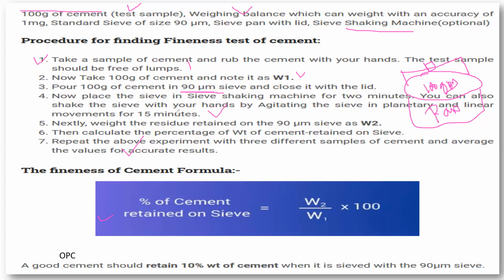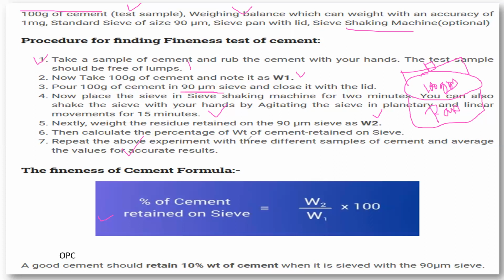Next, once that is done, you have to take it out, remove the lid, and see how much amount of cement is retained on this particular sieve. Whatever has passed through will be collected in the pan. Whatever is remaining here will be there above the sieve only. Next, weigh the residue that is retained on the 90 micron sieve, and note that value as W2.